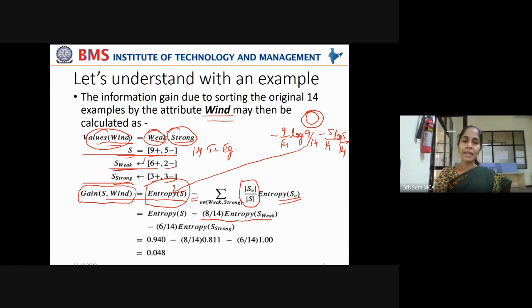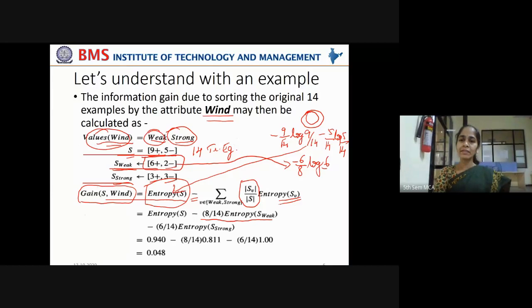So how many training examples have wind value as weak? 6 plus 2, total 8. 8 by total number of training examples in the training set, given 14. Now entropy of S of weak. How do you calculate entropy for this? S of weak is simply minus 6 by 8 log 6 by 8.